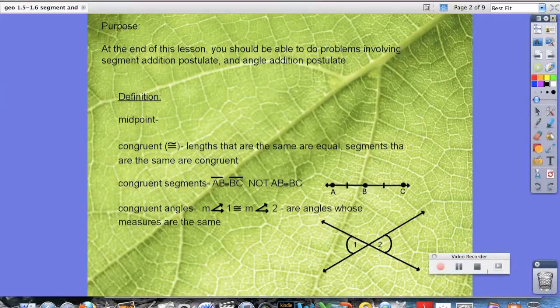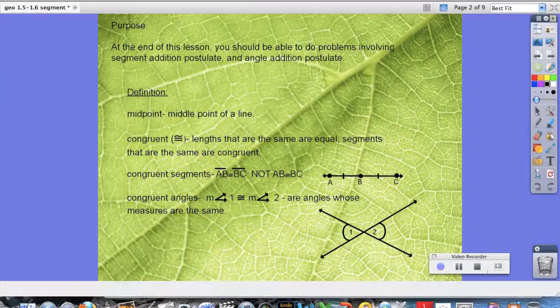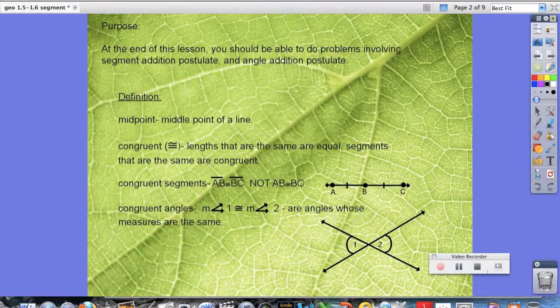This includes the midpoint, which would be the middle point of a line. Congruent, which is denoted by the following symbol. So congruent uses the equal sign with a tilde above it to denote that lengths are the same and equal. So segments that are the same length are congruent.